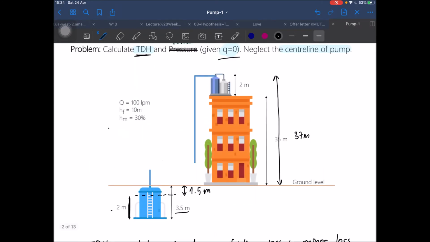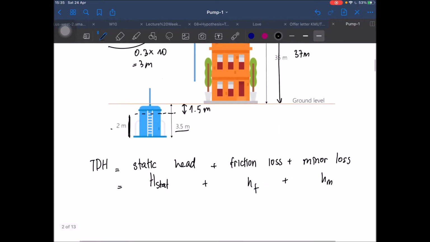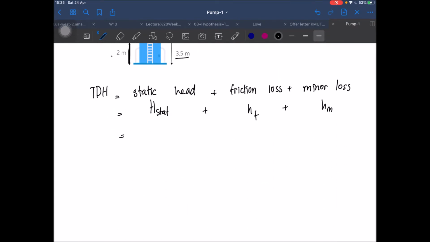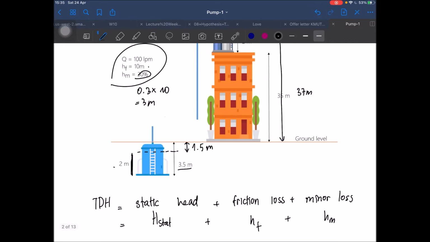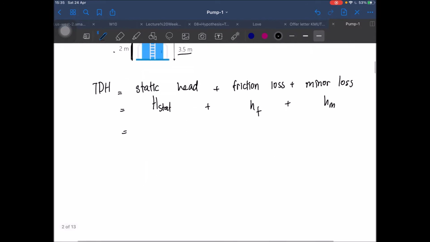Okay, so now we have this one. 30% of the equivalent head is 0.3 of this one. So 10 here equals 3 m. Now we have everything that we need. So the static head that we have here is 35 plus 2. So H stat equals 35 plus 2.